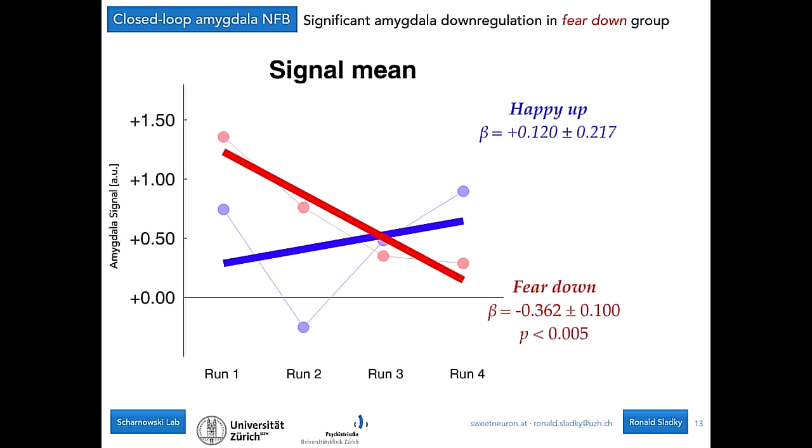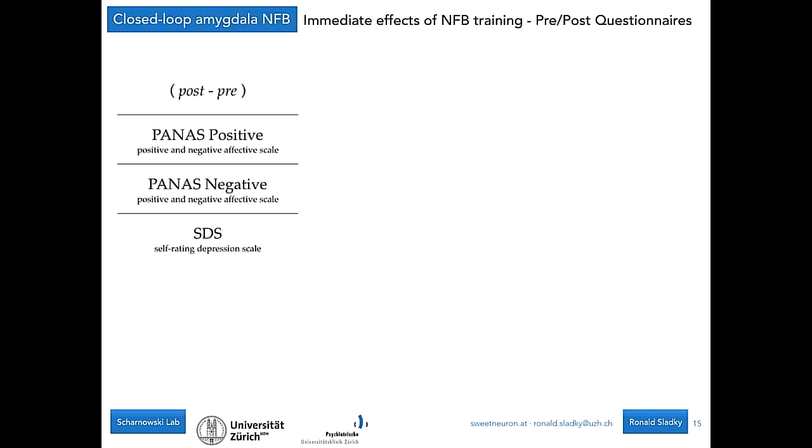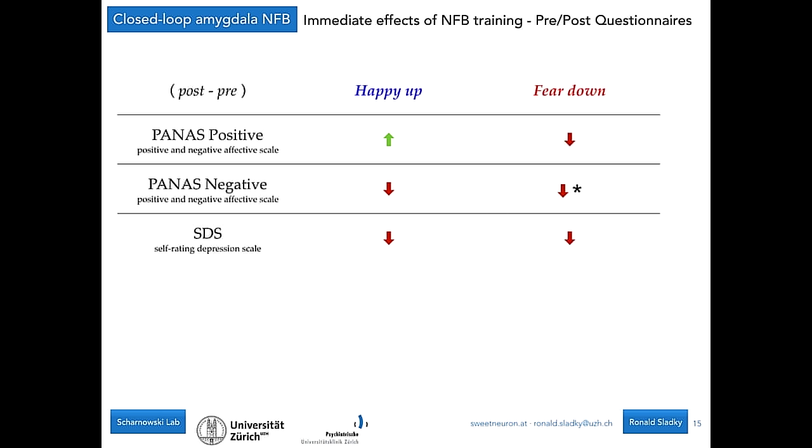And in the fear down group, they were able to down regulate the amygdala. So what we observed as immediate effects were mood changes. So we did the PANAS, and in the happy up group, we saw a slight increase in PANAS positive scores, a slight decrease in negative scores, and a slight decrease in STS. In the fear down group, importantly, we observed a significant decrease in the PANAS negative scores. And please remember, those were healthy subjects, so you wouldn't expect any large changes, actually.